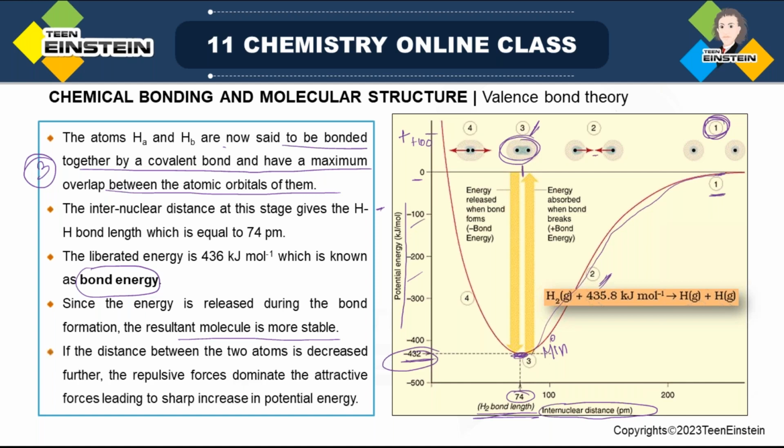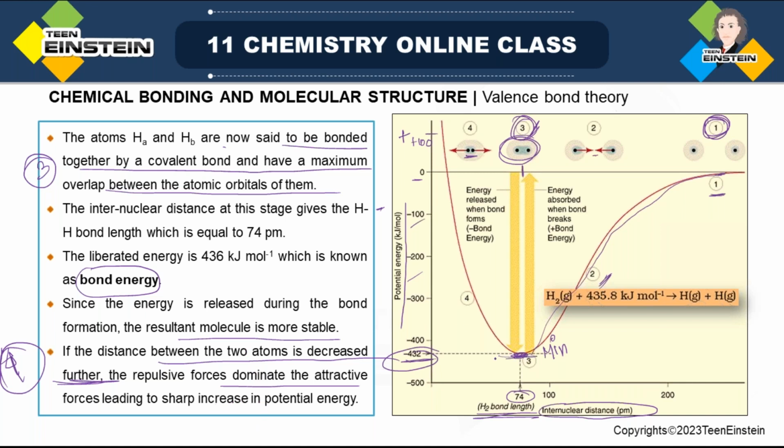So the next point is we have reached from 1 to 2 to 3. Now what about after 3 when you are further bringing them close to each other? That is position number 4. So if the distance between the two atoms is decreased further, meaning beyond 74 picometer, now repulsive force will dominate over attractive force. Up to point 3 is such a point where these two forces are balancing each other. But when you have crossed this point, you have reached position 4. Now repulsive forces will be the dominating force compared to attractive force.